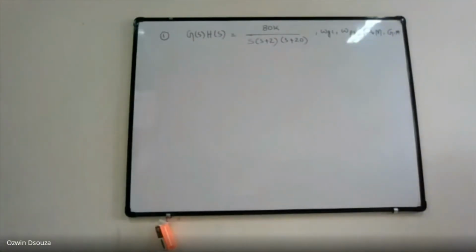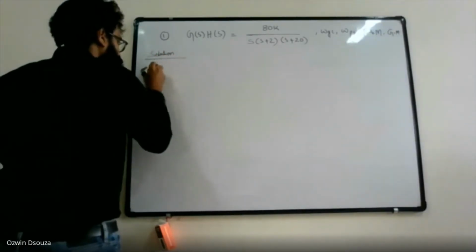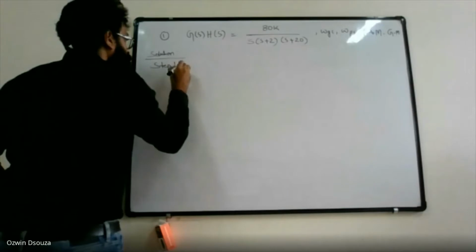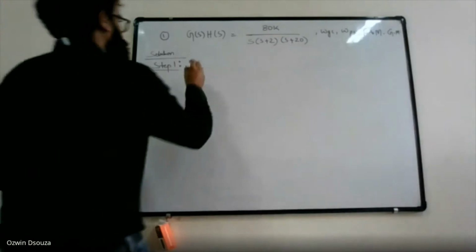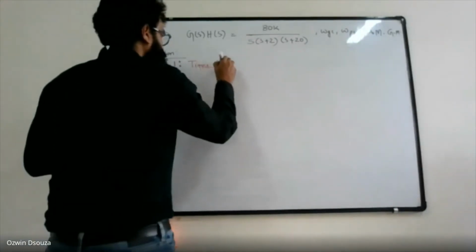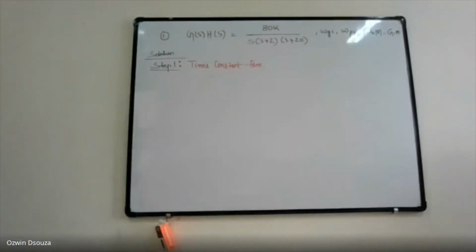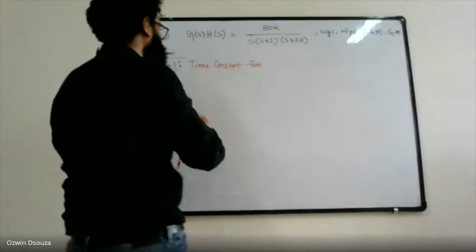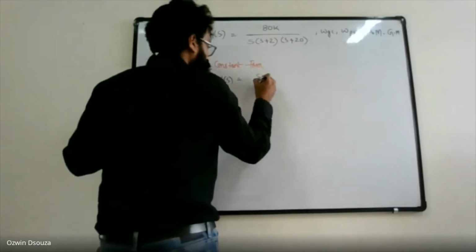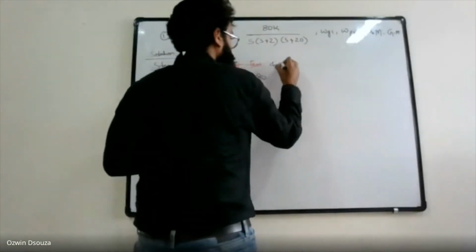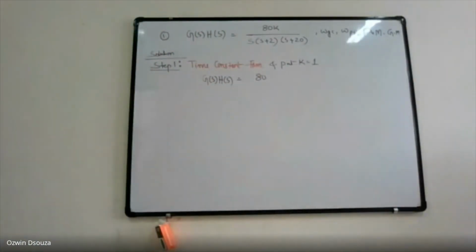Okay. So solution. Step 1 is time constant form. So first let us derive the time constant form. How do we do it? G of s into H of s in time constant form, and put K equal to 1. That means we will set the value of K as 1.